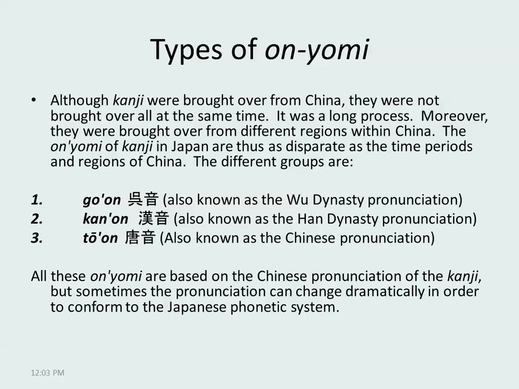So what are the different types of onyomi? There's go-on, also known as the Wu Dynasty pronunciation, kan-on, also known as the Han Dynasty pronunciation. That's the most common one, as you'll see. And there's to-on, also known as the Chinese or mistakenly the Tang Dynasty pronunciation. It really isn't Tang Dynasty here.